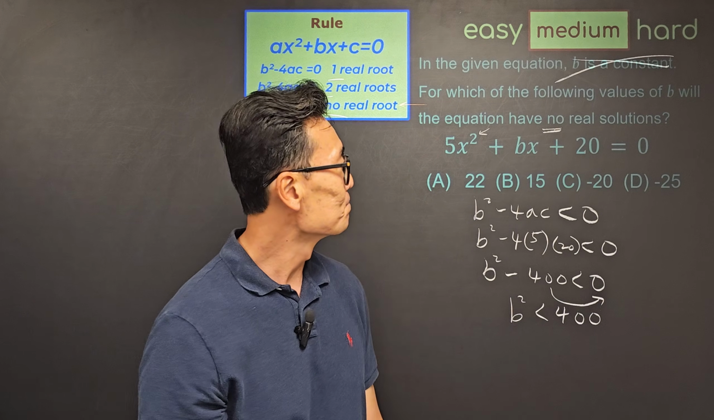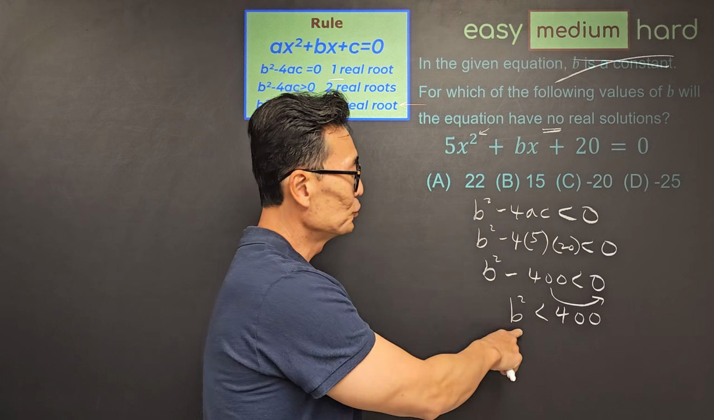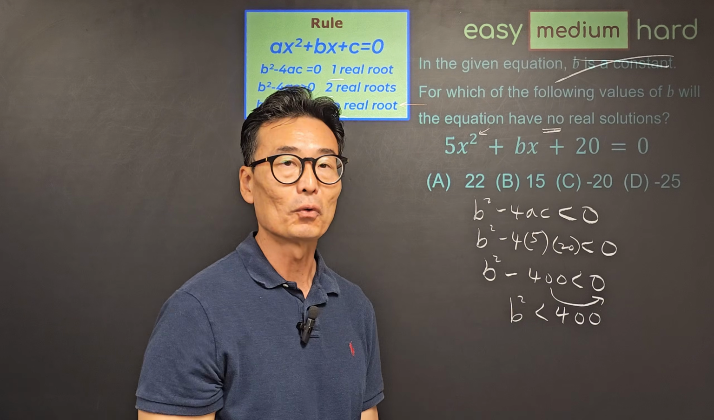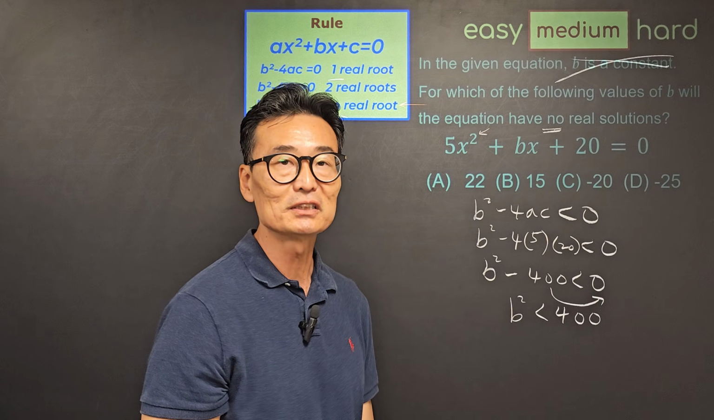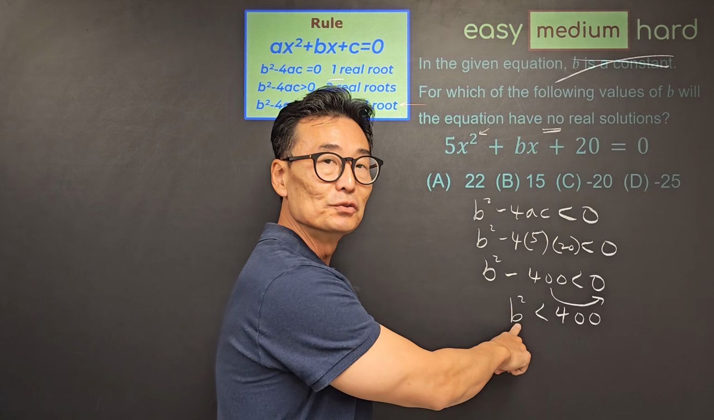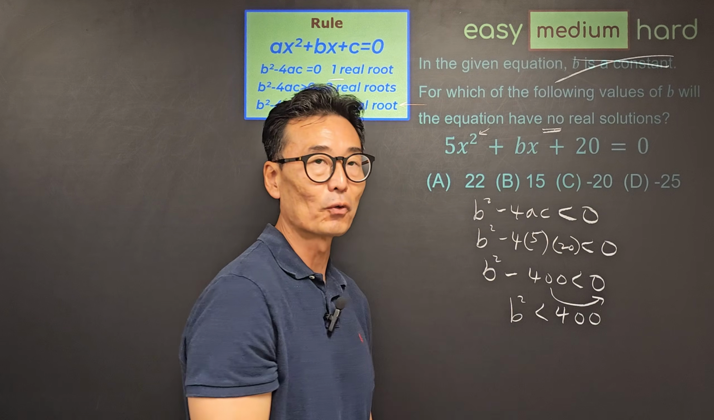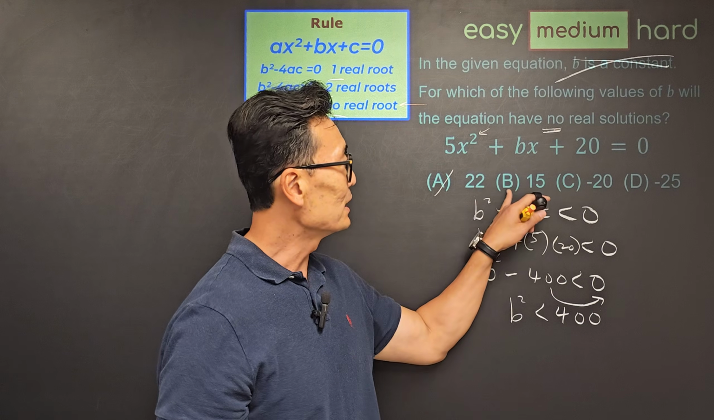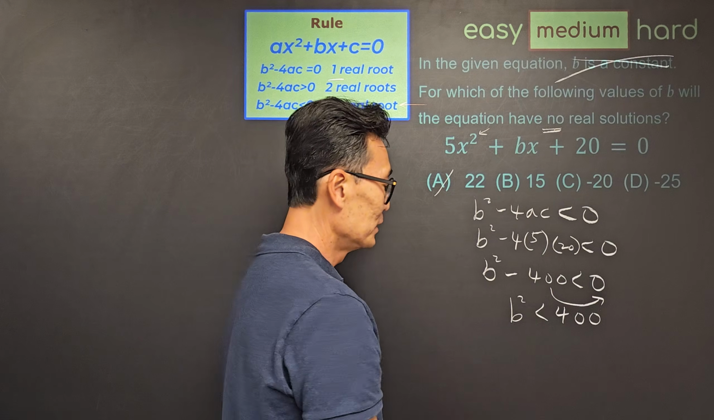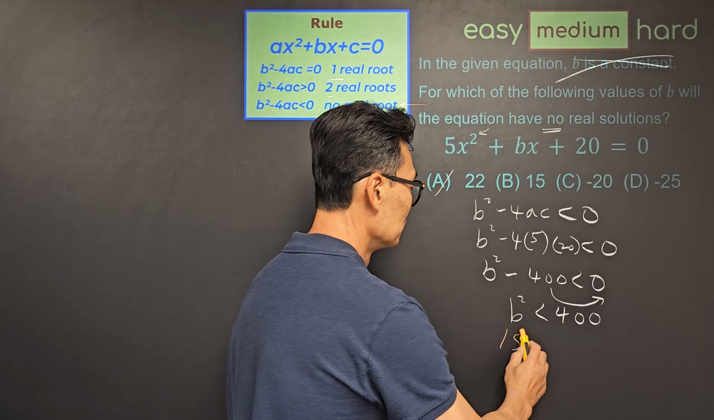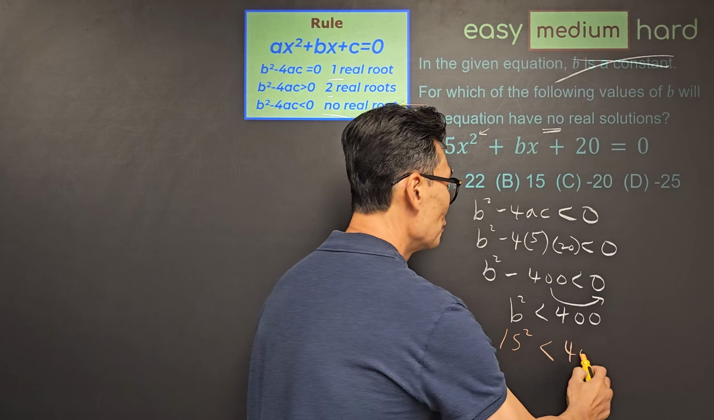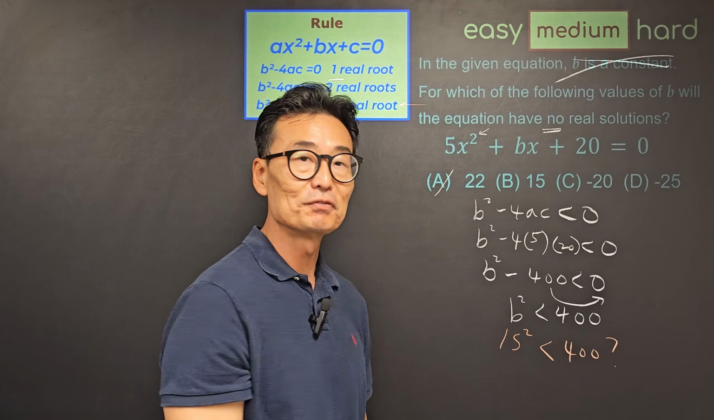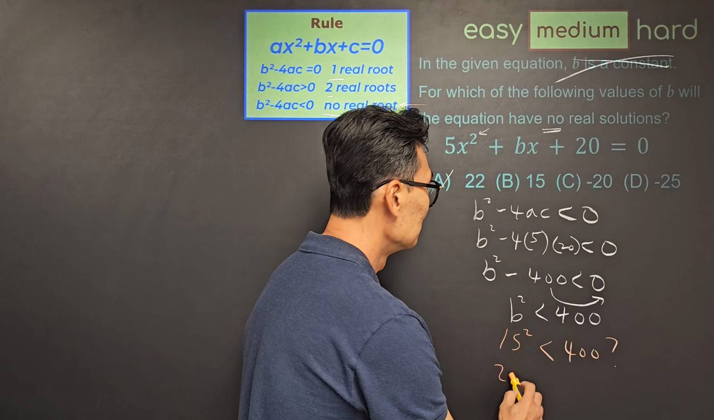Now let's take a look. If I take a 22, put it in here, is that going to be less than 400? Use your calculator and check that. 22 squared is more than 400, so A does not work. What about B? If I take that 15, plug it in here, is 15 squared less than 400? Yes, because 15 squared is 225.